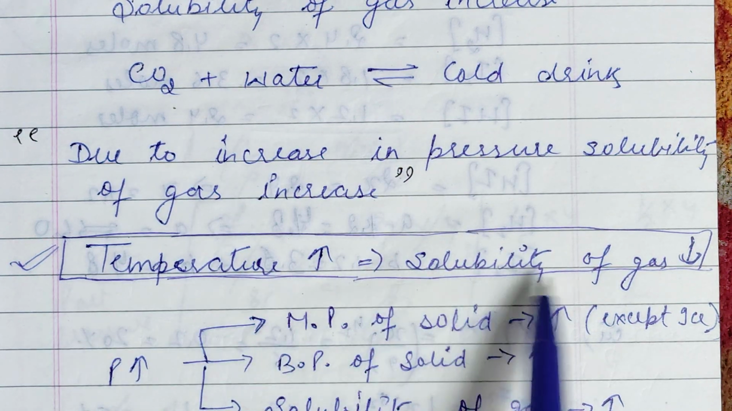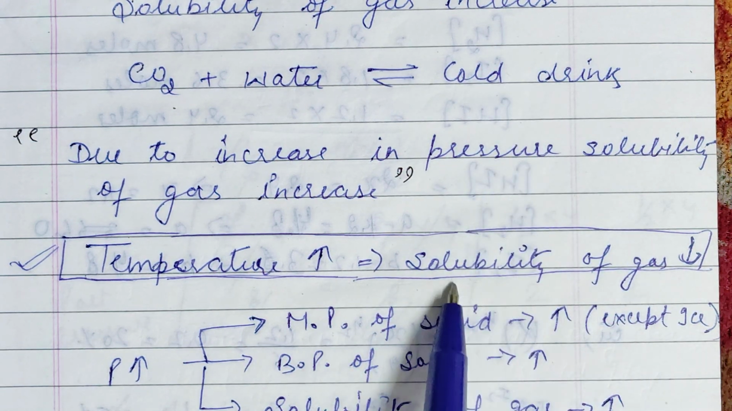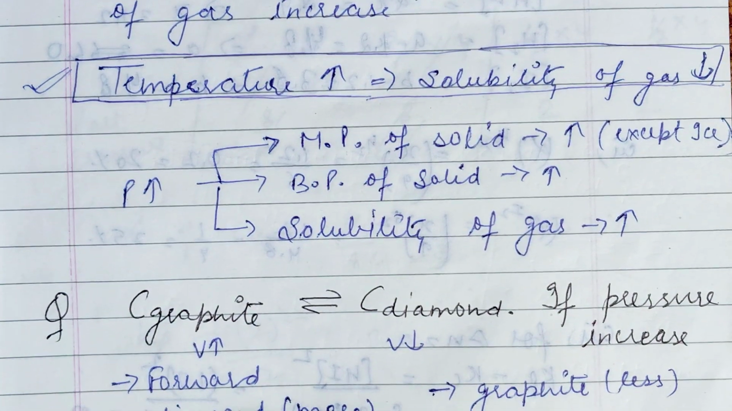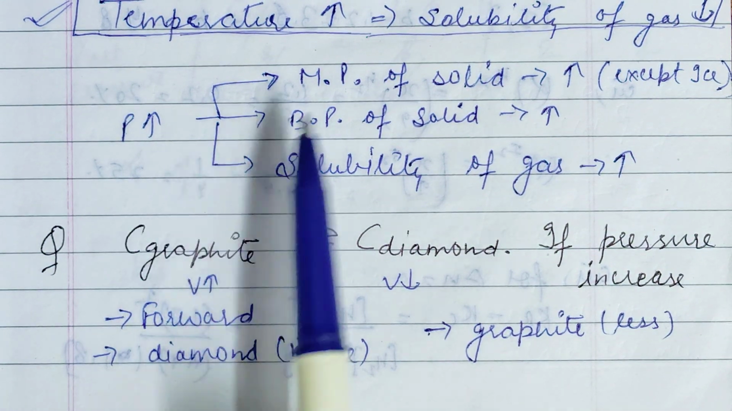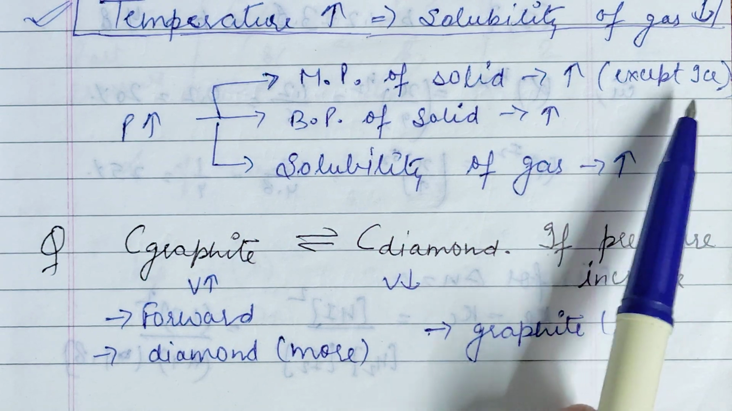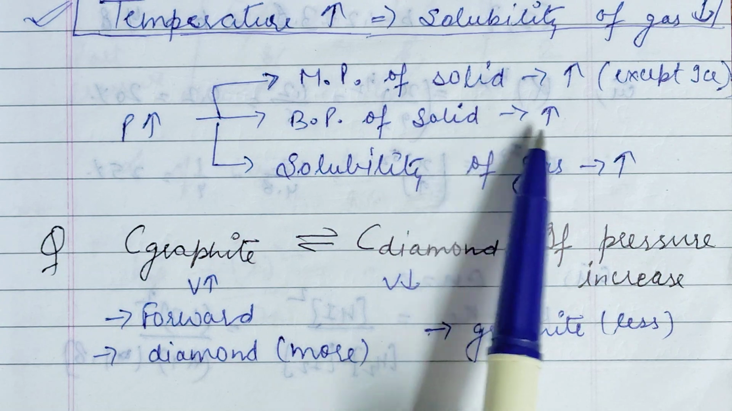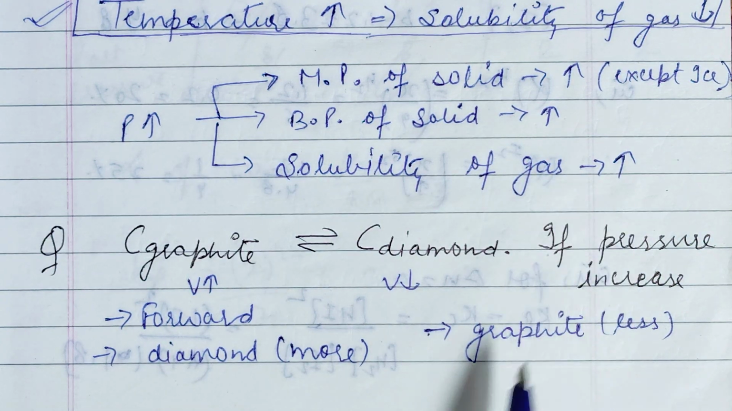As temperature increases, the solubility of gas decreases. So at high temperature, the solubility of gas in a cold drink decreases, and the gas comes out of the solution. Next: when pressure increases, the melting point of a solid increases, except for ice. When pressure increases, the boiling point of a liquid increases. When pressure increases, the solubility of gas increases.